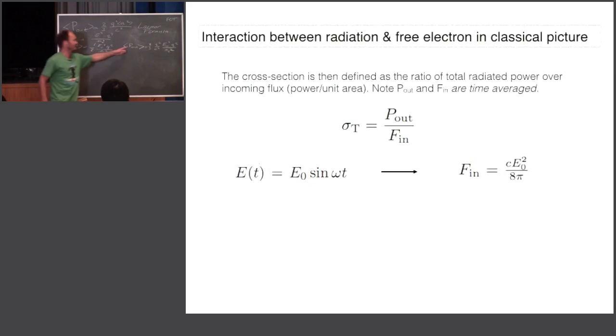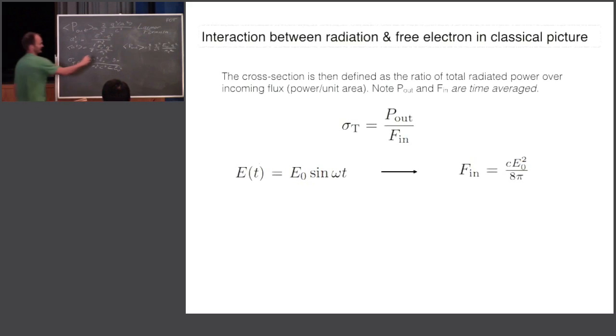So I have my P out and I have my F in, and then you can write down the ratio of the two and get an expression for the Thomson cross-section. I have a Q squared here, and Q to the 4th here. So I have 1/3, Q to the 4th, E naught squared over m_e squared, c cubed, over F in, which has a c E naught squared, and my 8 pi goes up here.